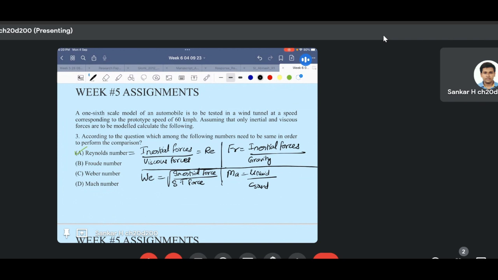Generally, Froude number refers to how dominant gravity is with respect to inertial force. Weber number refers to how dominant surface tension and inertial forces are. And Mach number gives an idea about something that you've already heard, incompressibility. So whether a flow is incompressible or not comes from the idea of Mach number. Therefore, in the question that is given, we have to match the inertial and the viscous forces. Reynolds number is the correct answer.